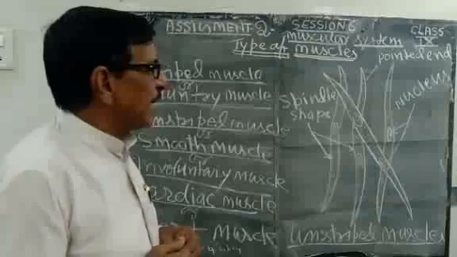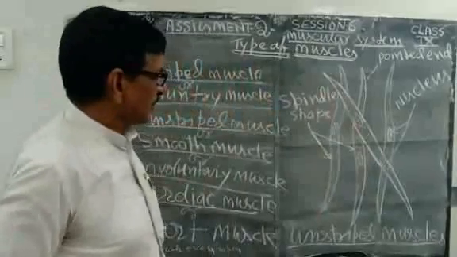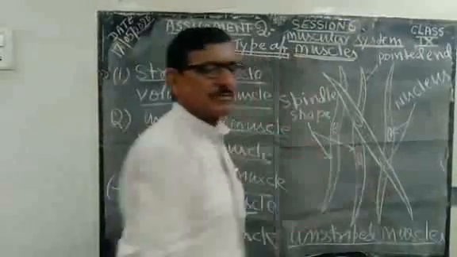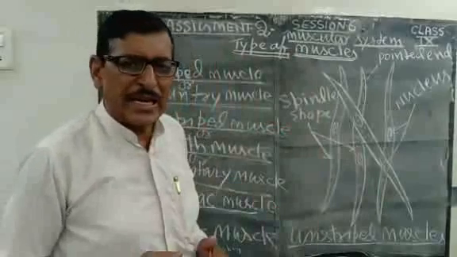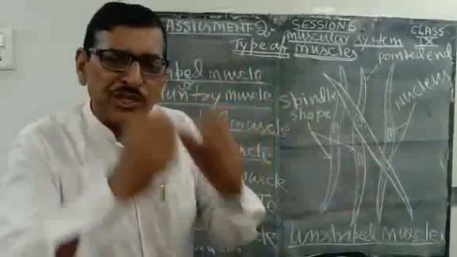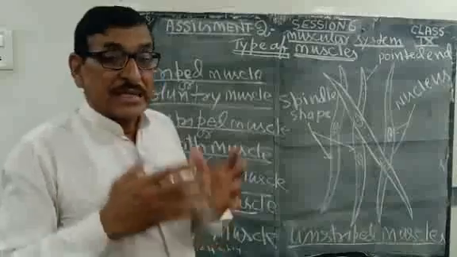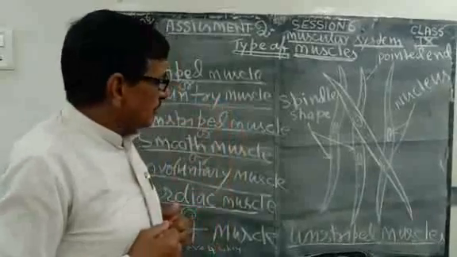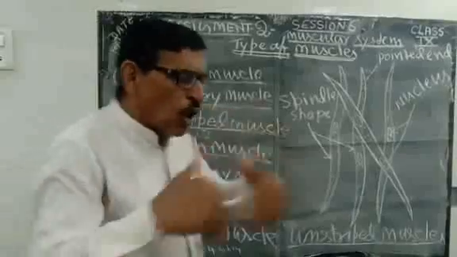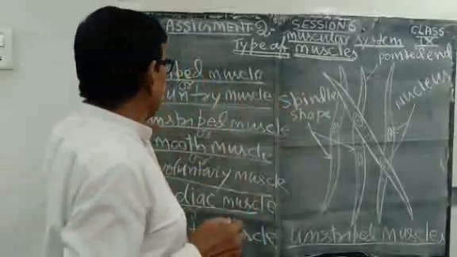We are seeing in the figure this cell is just like thin lines crossing each other. So we can say about the main feature of striped muscle, that they are thin lines crossing each other. Now again we can say about the main feature of the striped muscle.